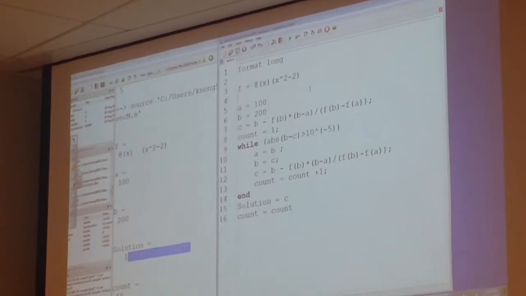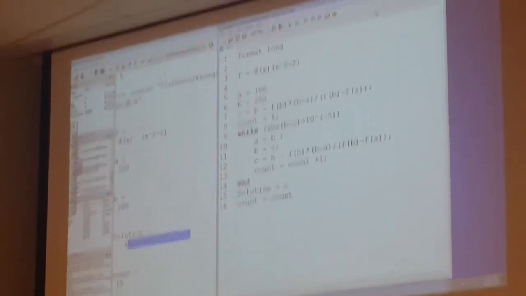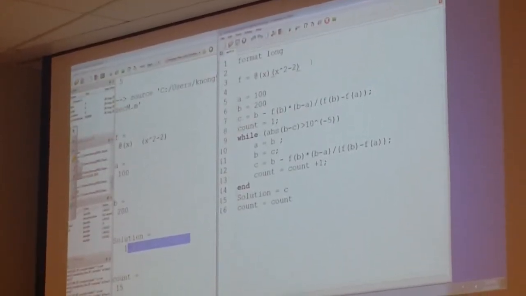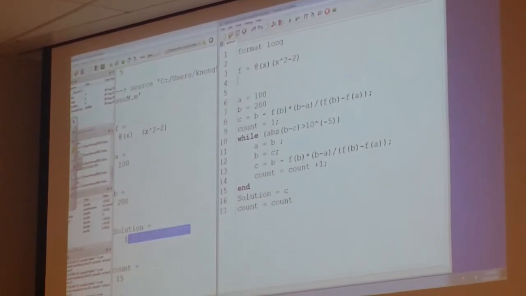What if I said I want to change my function to some other function? If you have more functions, you can define more.